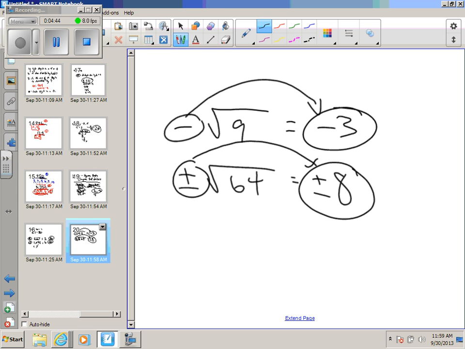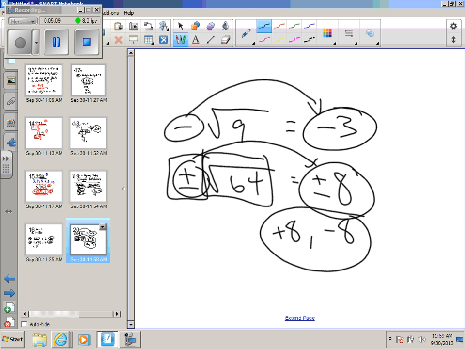Sometimes when they have positive and negative, the plus or minus symbol refers to both the positive square root and the negative square root. It's basically saying, for this one, since they use the plus minus, that either the positive 8 would work or the negative 8 would work. Some will ask for that.